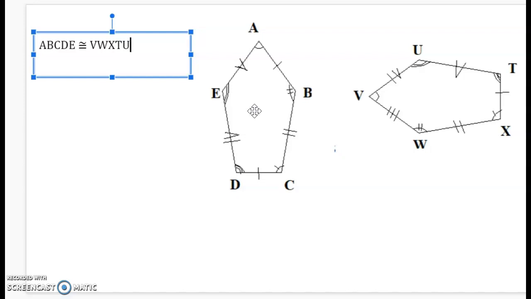Now that's what we claim. Let's make sure that it works out. If we look at this, AB, that's this line. Is that congruent to VW?